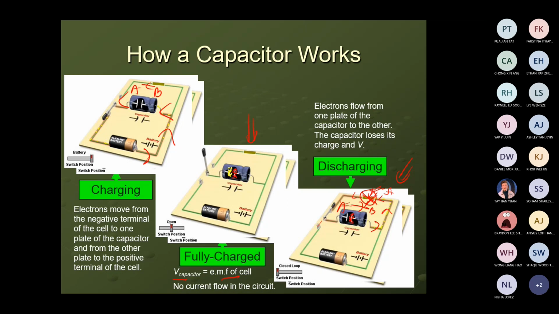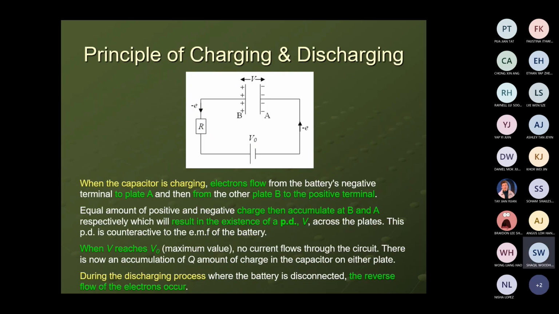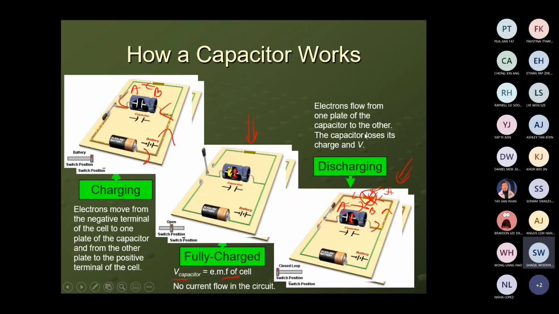Let's continue. Sir, I got a question. I thought the electrons can't flow through the insulator. Can the electron flow through the insulator, like during discharge? No, it can't. The electron cannot bypass the insulator.